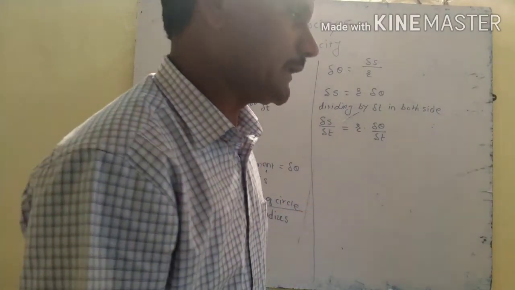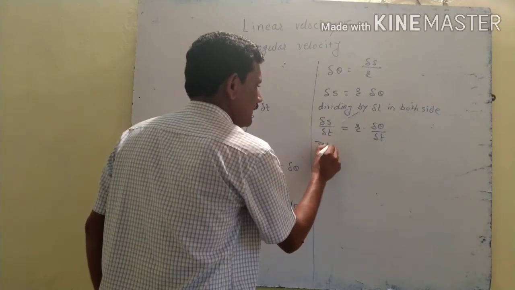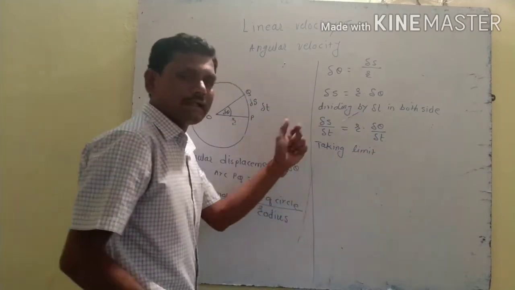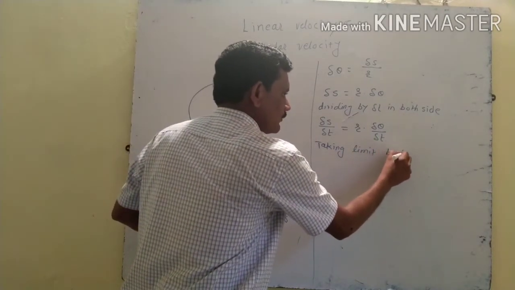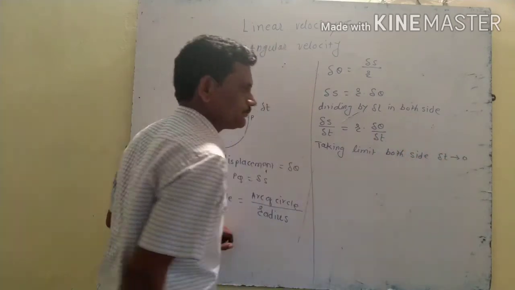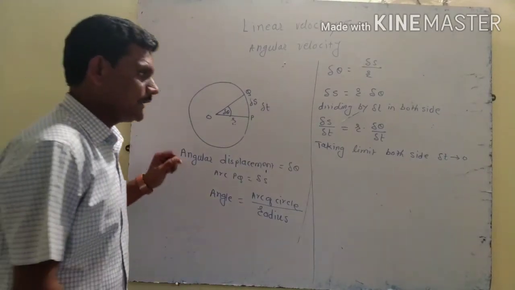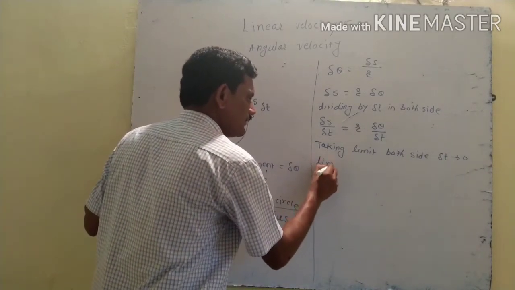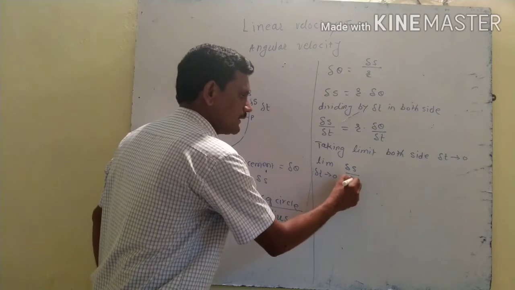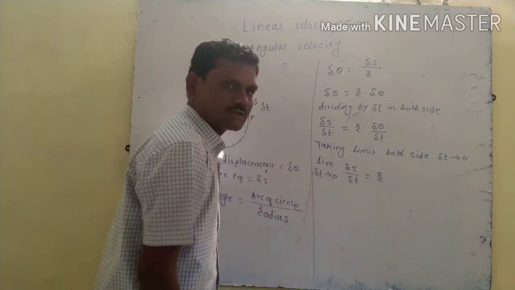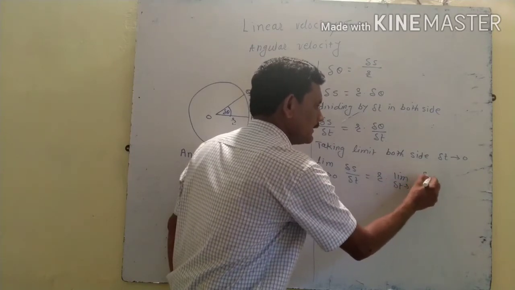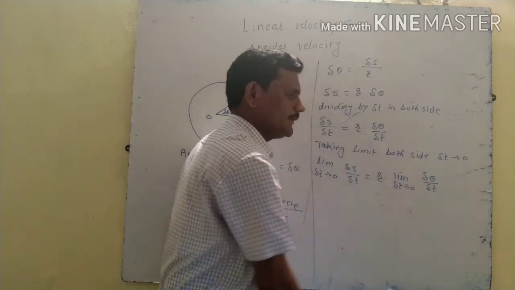Now, taking the limit on both sides. Now, what did we do on both sides? We applied the limit, that is, delta t tends to 0. Therefore, the equation becomes limit delta t tends to 0, delta s by delta t is equal to r, which is the constant term, into limit delta t tends to 0 of delta theta divided by delta t.